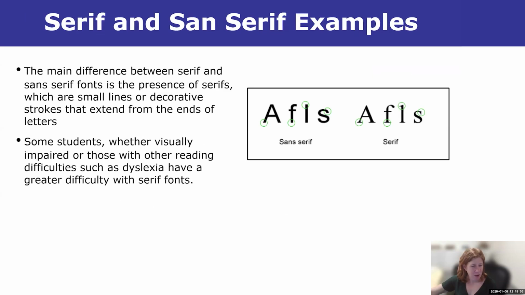So, sans serif and serif. Here's the thing. The main difference between serif and sans serif fonts, and I'm going to trip over these words for the rest of this presentation, is what these serifs are. If you look at this diagram here, you have serifs, circled here, the little flourishes on the letters. Sans serif means that they don't have these little flourishes. Some people, whether visually impaired or having reading difficulties, can have a bigger challenge with serif fonts.